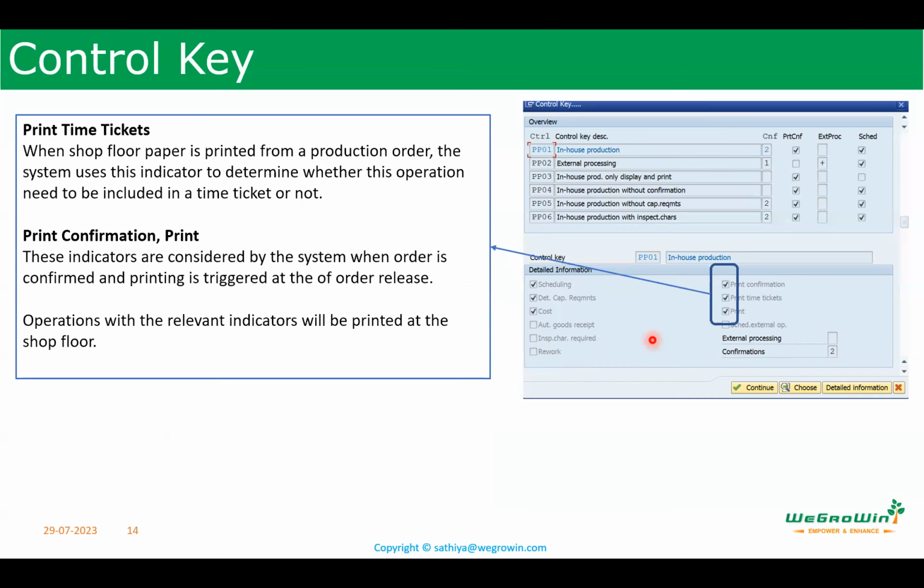So next is the print tickets. When the shop floor paper is printed from the production order, the system uses this indicator to determine whether the operation needs to be included in the time ticket or not. This is to print the production order. Then print confirmation. This is when the order is confirmed, whether the confirmation details or the operations are printed or not. That is also triggered using these check boxes.